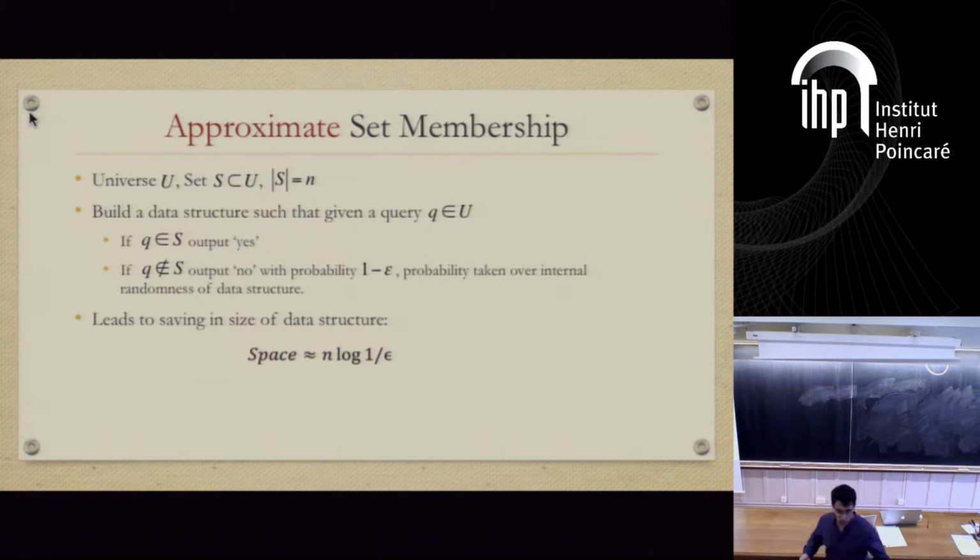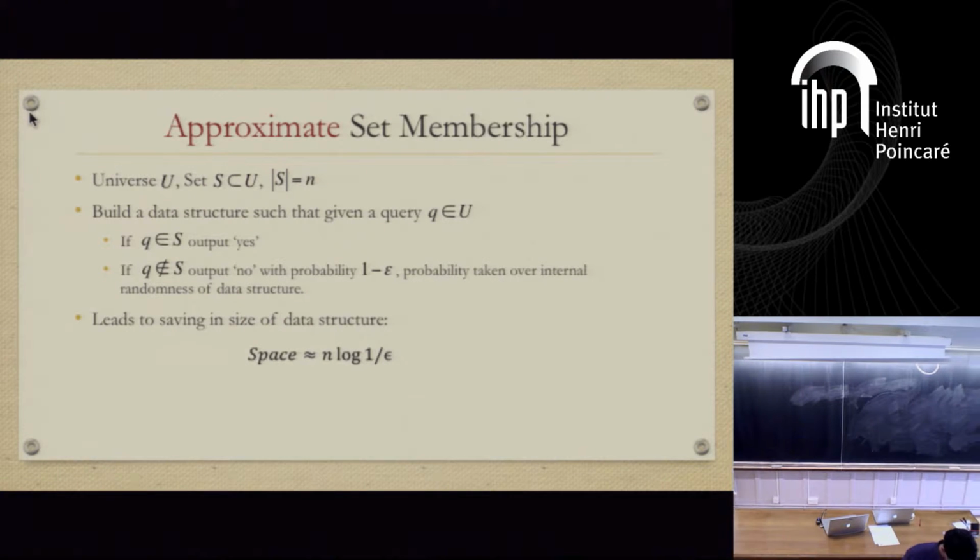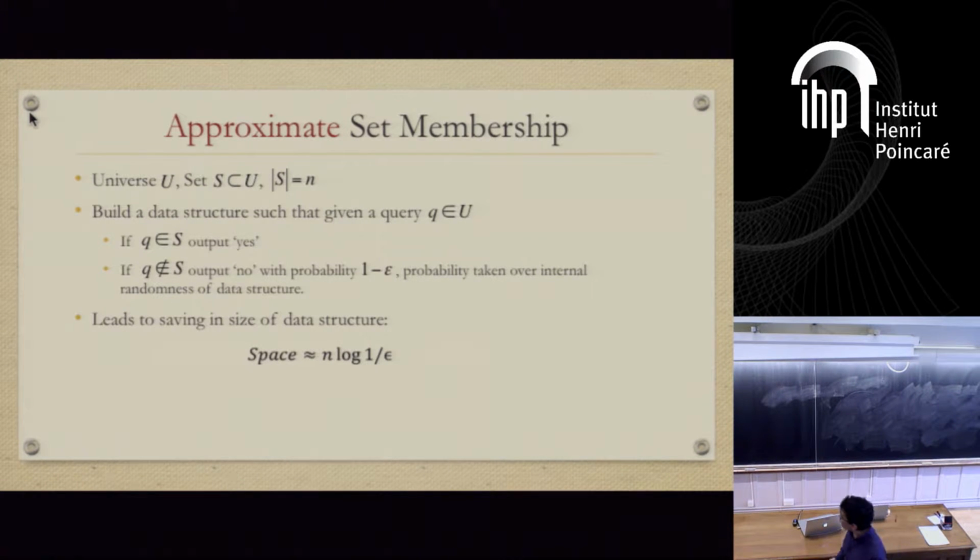Now, as we will see, just to get an understanding of why this is interesting, the size of the data structure could be more or less linear: n times log 1 over epsilon, where epsilon is our error. So note that the size of the universe has disappeared from this equation, and it's fairly magical. A common scenario is where epsilon is polynomially small in the size of the set, or epsilon is 1 over poly n, and then we have n log n, which is often the case in dictionaries.